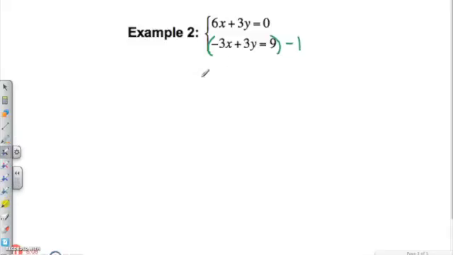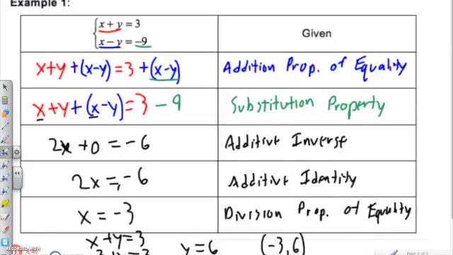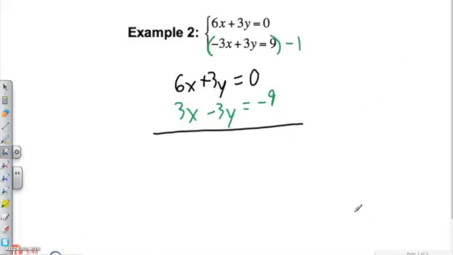So my first equation I'm going to leave the same: 6x plus 3y equals 0. Then I'm multiplying that bottom equation by negative 1. So a negative 1 times a negative 3x is going to give me a positive 3x. And a negative 1 times a positive 3y is going to give me a negative 3y. And a negative 1 times 9 is negative 9. Now, we're going to use addition to combine these. We're basically doing the same thing we did over here. We're just doing it in a few less steps and without the justification of the proof.